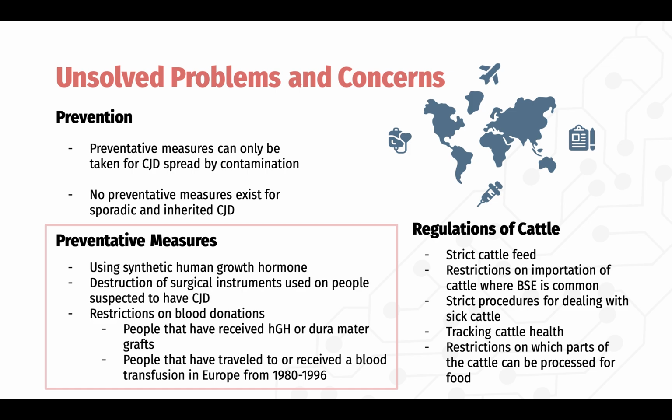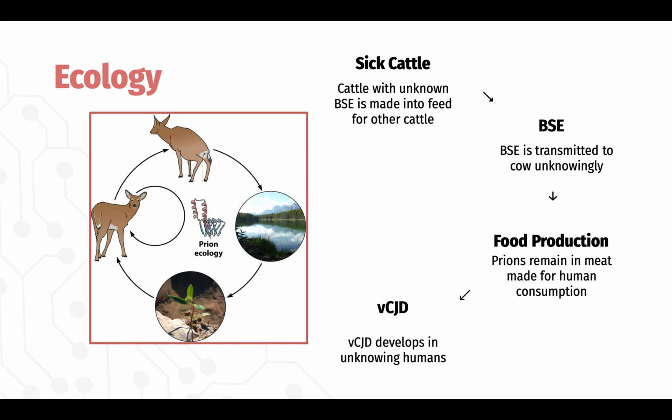And then there's also the regulation of cattle. So there's strict cattle feed, restrictions on importation of cattle where BSE is common, strict procedures for dealing with sick cattle, tracking cattle health, and then restrictions on which part of the cattle can be processed for food. And then the ecology, I couldn't find a lot on this one for prions, so I kind of did my own thing. So first I started with the sick cattle.